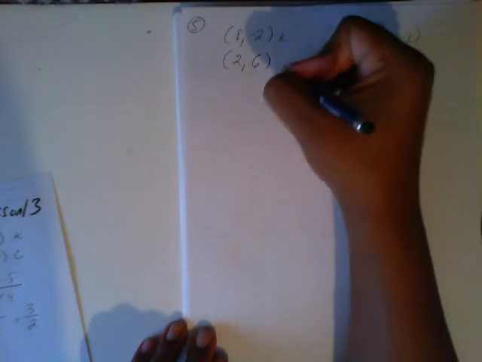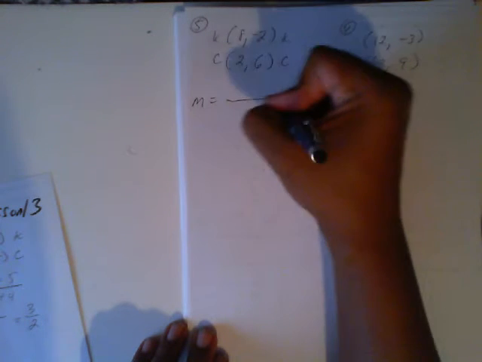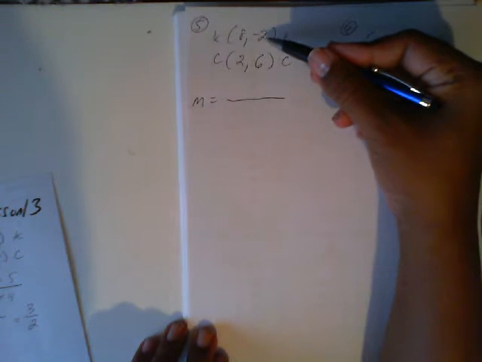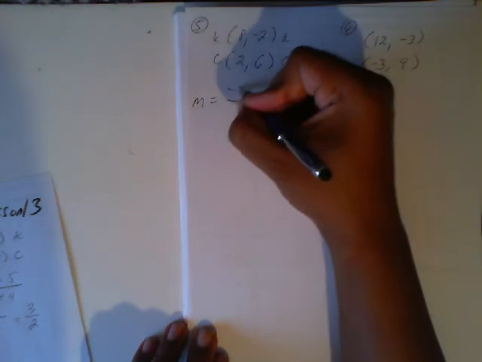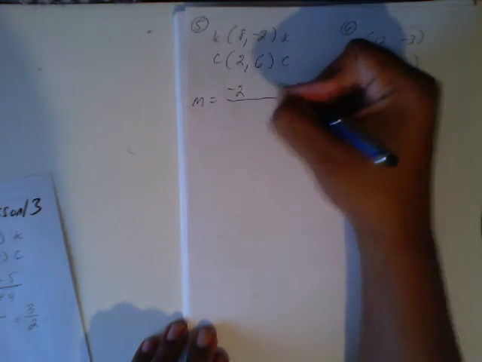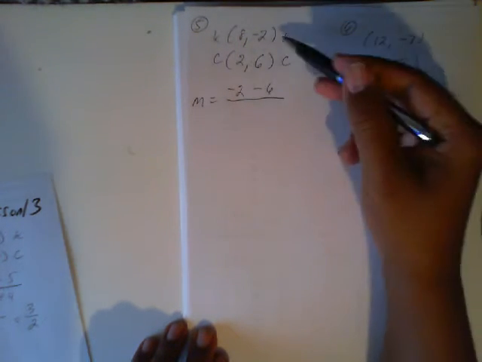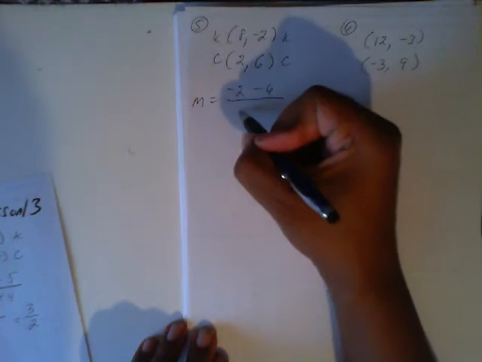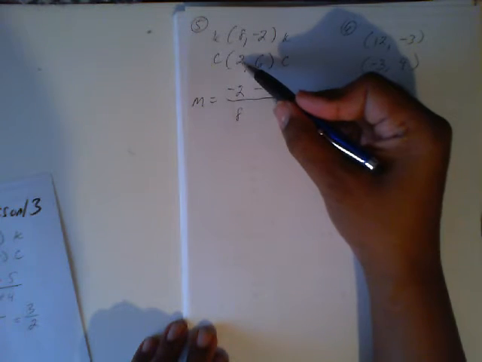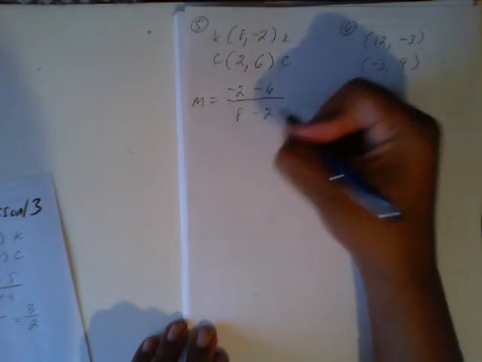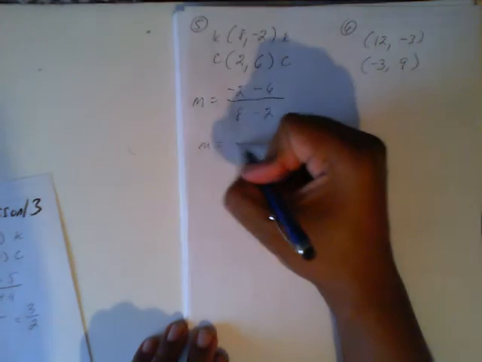Okay, number 5. We're going to do a keep and change, start the slope. So on the y side, we're going to keep the negative 2, but we're going to change the positive 6 to negative 6. On the x side, we're going to keep the positive 8, but we're going to change the positive 2 to a negative 2. Okay, now let's combine.